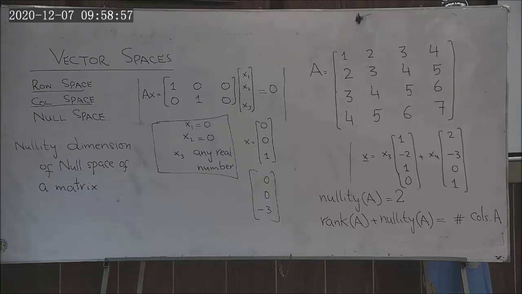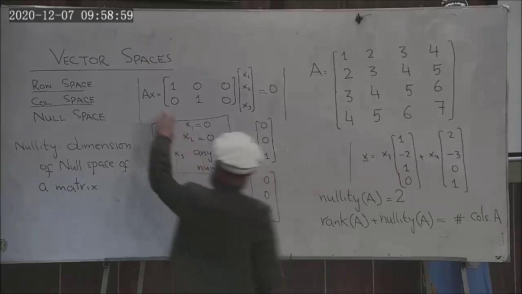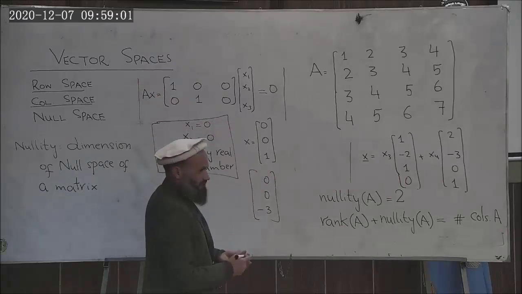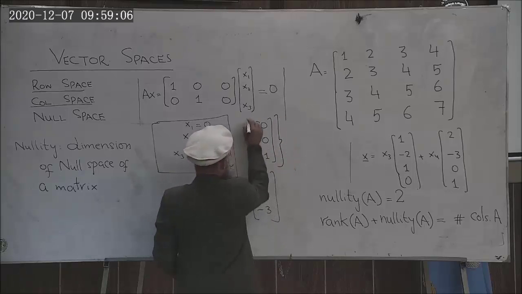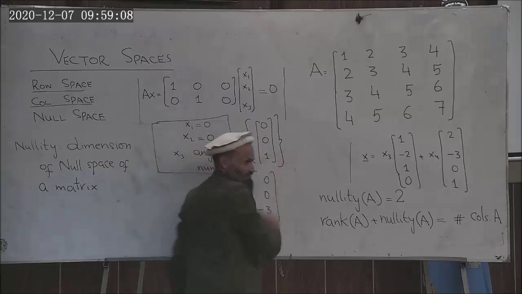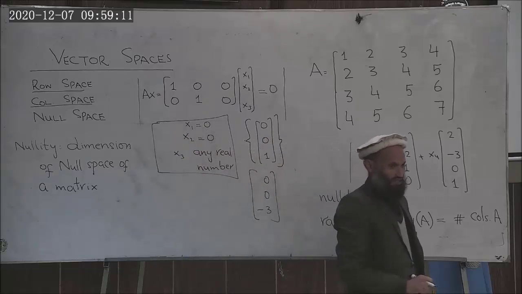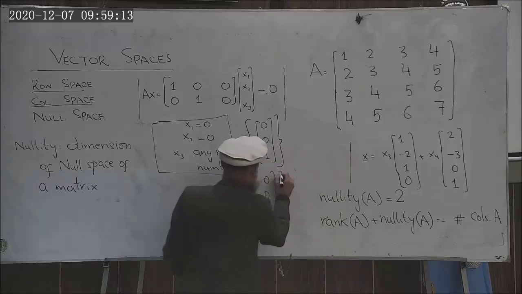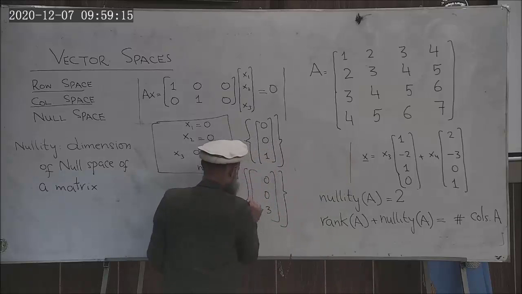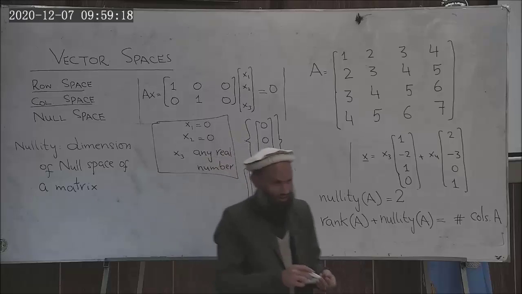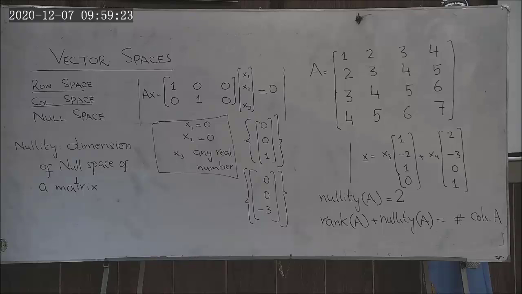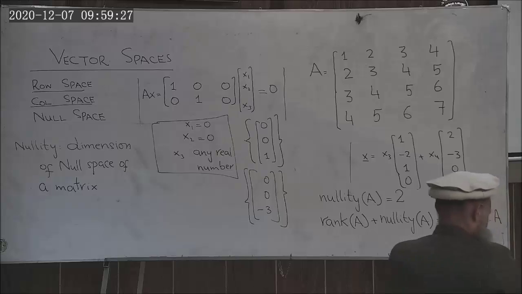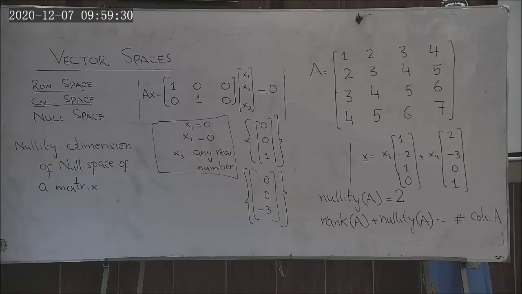So for example, for the null space of this matrix, what is a basis? This set is a basis, and this basis is not unique. This is also a basis. Basis is not unique. However, the number of vectors in that basis is always unique. Clear? Yes?